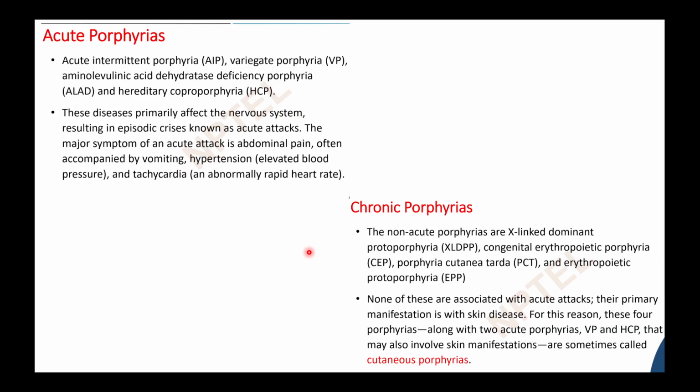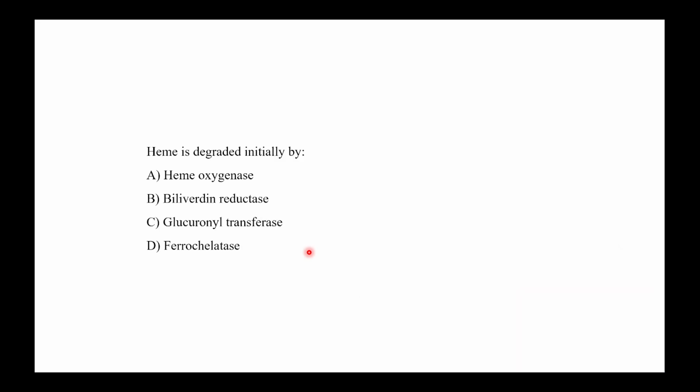Okay, all these forms of porphyria, all the chronic porphyrias, along with two of the acute porphyrias, VP and HCP, are collectively called cutaneous porphyria because they mainly cause skin disease as a manifestation. Manifestation of these chronic porphyrias is mainly skin disease. There are no acute attacks like those present during acute porphyrias. I hope that's clear to everybody.